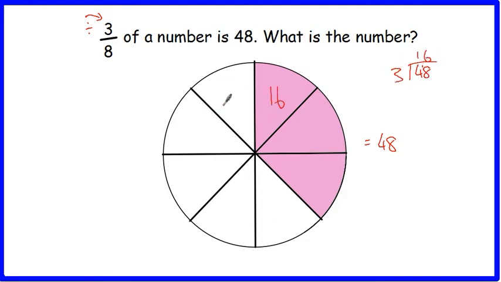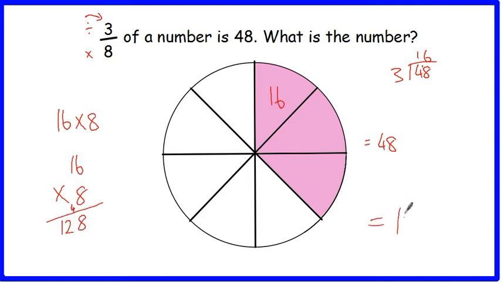And to get the total, I multiply by the denominator. So this is the opposite of fraction of an amount. I divide by the numerator and I multiply by the denominator. So 16 multiplied by 8. 8 6s are 48, 8 1s are 8, and 4 is 128. That is my answer.